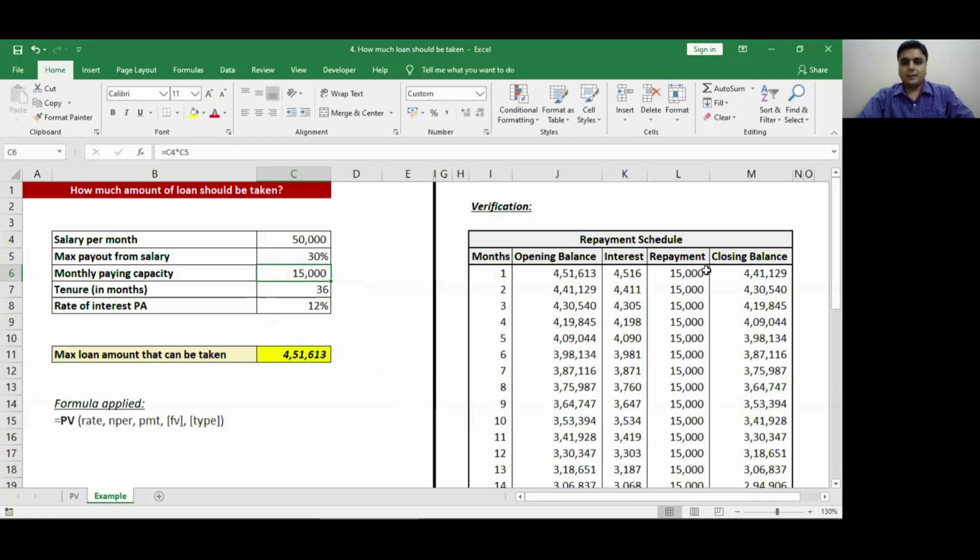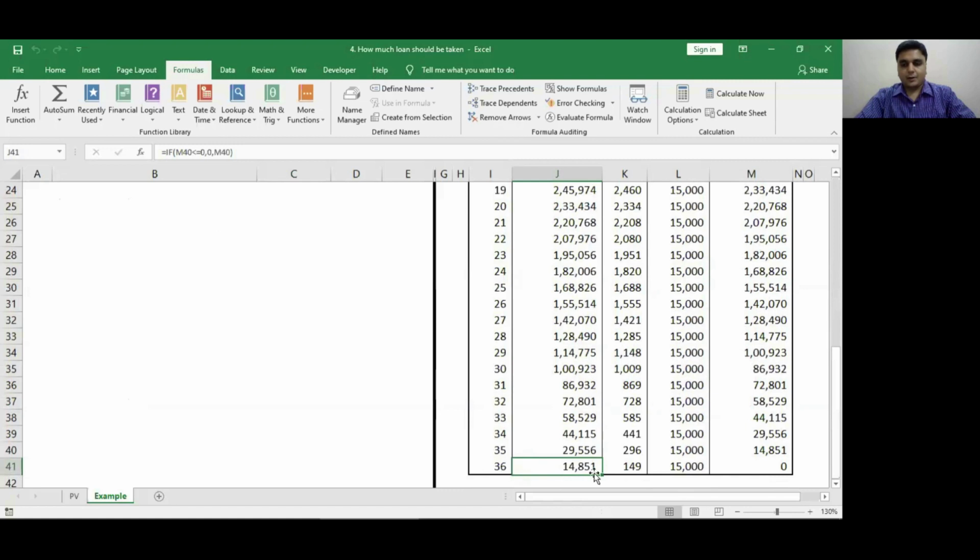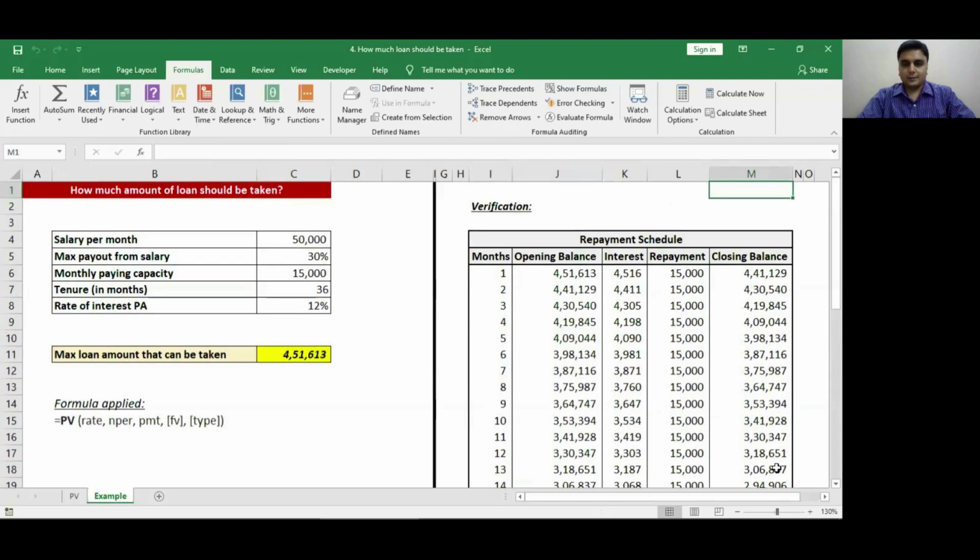You can verify this from this repayment schedule as well. Here the opening balance will be 4.51 lakhs. Interest will be 12% annually, calculated on a monthly basis. Repayment will remain the same in all the months. Closing balance would be opening balance plus interest minus repayment. So like this, if I come directly to the 36th month, you will see that the closing value is becoming 0. That means I will be able to pay the entire loan amount at the end of 36 months. Let's go to another exercise.